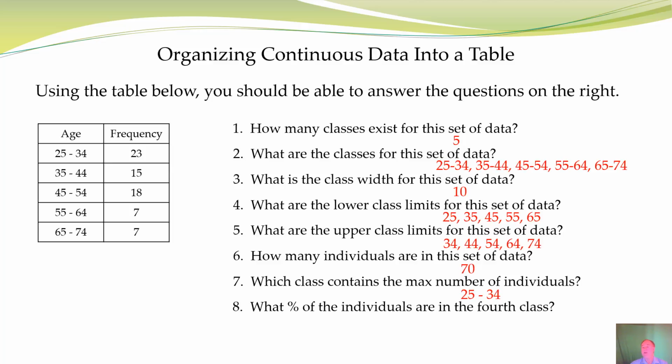Now, what percent of the individuals are in the fourth class? Now, percent is like relative frequency. It's relative frequency represented as a percent. So we have to find the relative frequency for the fourth class. Well, the fourth class has 7. There's a total of 70. So we take 7 divided by 70, we get 0.1 for the relative frequency. But now, change this to a percent. 0.1 is 10%. So 10% of the individuals are in the fourth class.